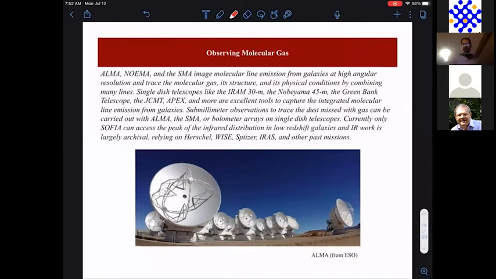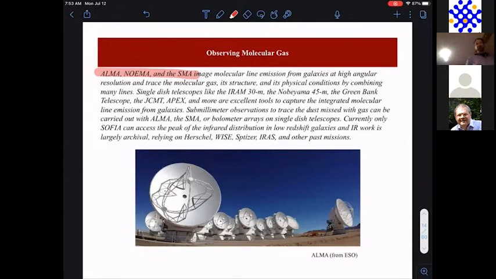I had highlighted the kinds of telescopes that do 21 centimeters, so the radio telescopes observing 1 to 2 gigahertz emission. To observe CO emission, the interferometers actively doing this right now, and I'm sure I have forgotten one, would be ALMA, NOEMA, and the Submillimeter Array. So these are powerful arrays to image molecular line emission from galaxies at high angular resolution and give us maps of molecular gas structure, kinematics, and physical conditions as they probe different lines.